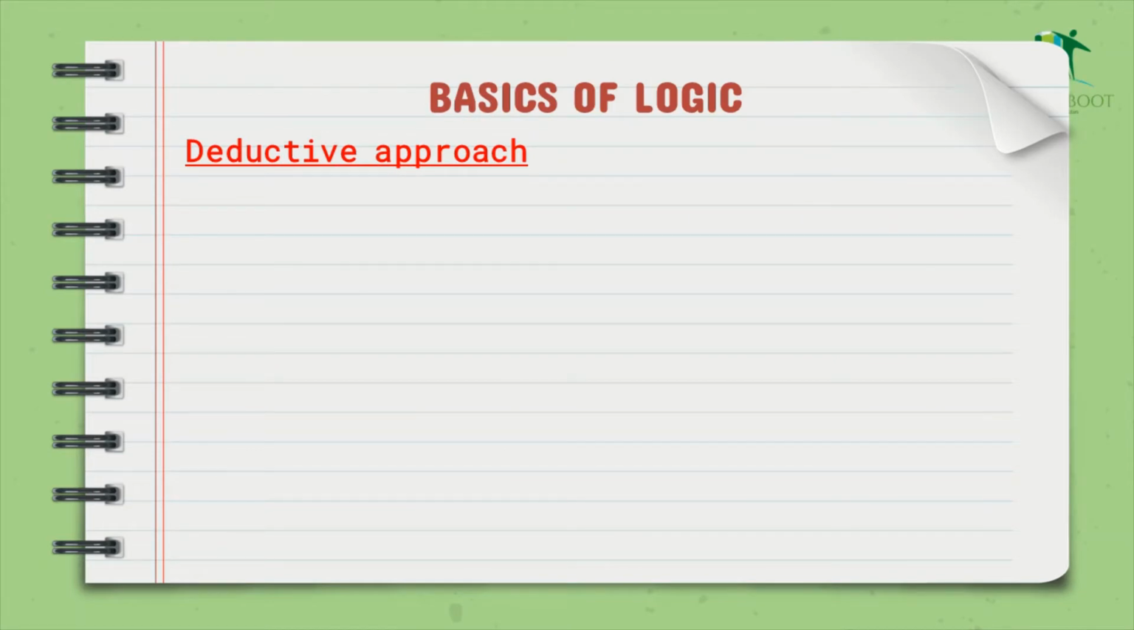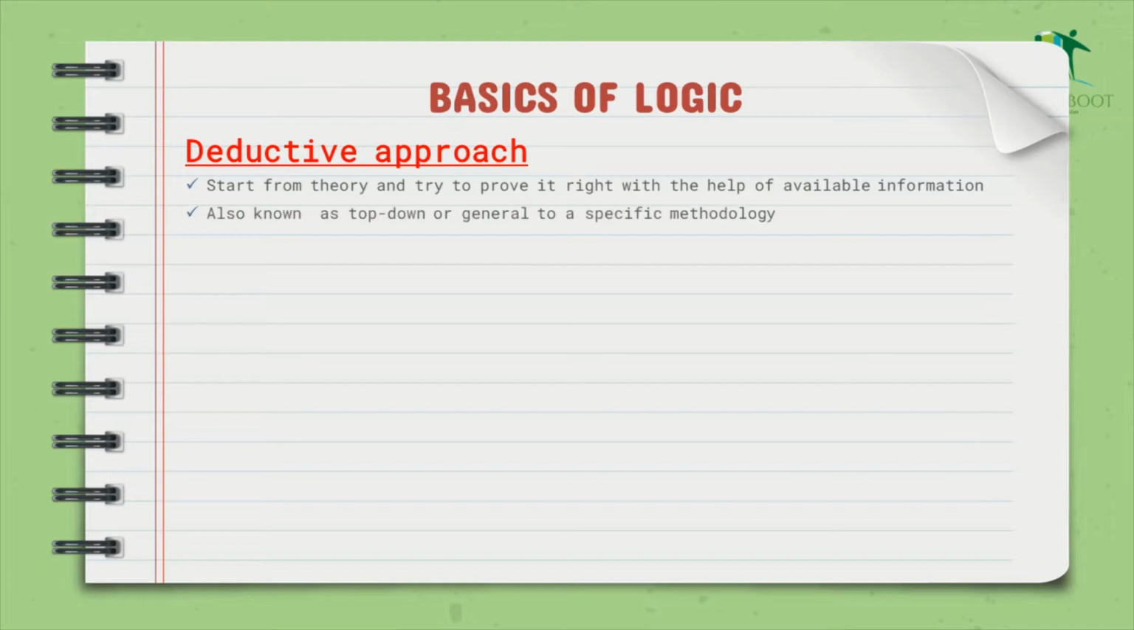First one is deductive. So deductive approaches are trying to prove the result is right only with the available information. We call the deductive approach a top-down or general to specific methodology. Deductive approaches have three steps.